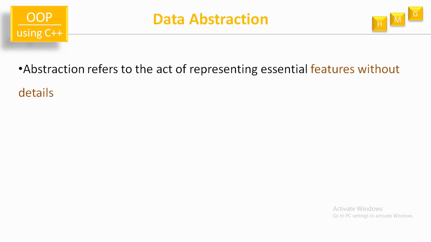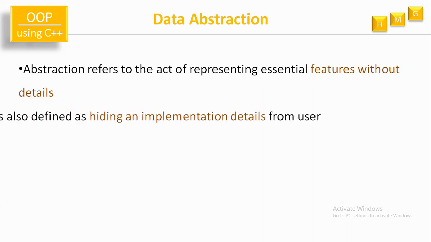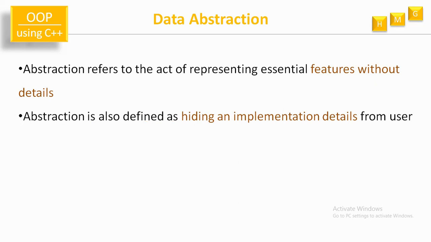What is data abstraction? Abstraction refers to the act of representing essential features without the details. So we can explain anything in terms of its attributes or properties without its more details. That is nothing but abstraction. Abstraction is also defined as hiding implementation details from the user.